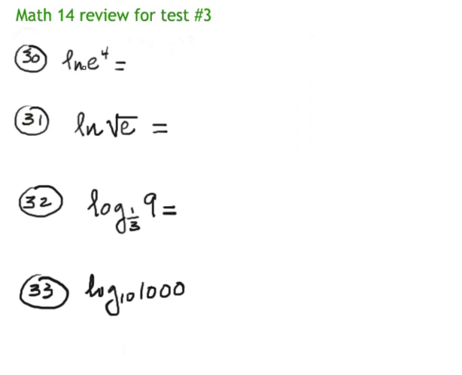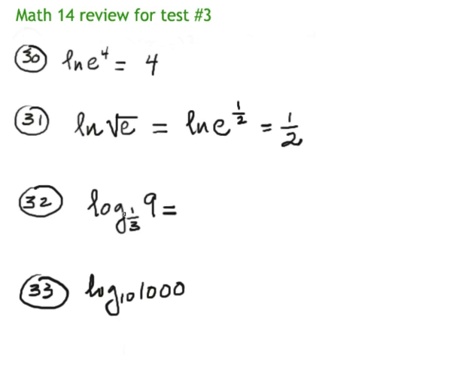Number 30 asks, what is the ln of e to the 4th? All right, ln, remember, is log base e. So this is, again, sort of one of those obvious questions. What exponent of e gives us e to the 4th? Well, it can only be 4. Okay, here's another one. This is the same as ln e to the 1/2. What exponent of e, remember this is log base e, what exponent of e gives us e to the 1/2, so it could only be 1/2.